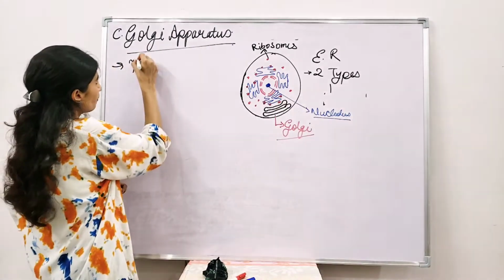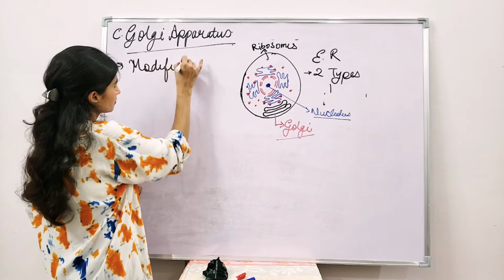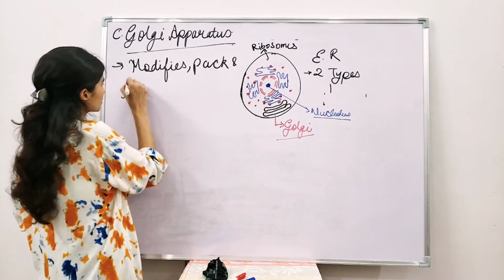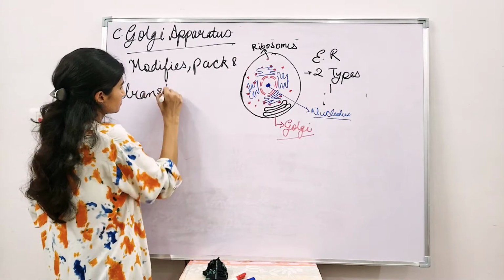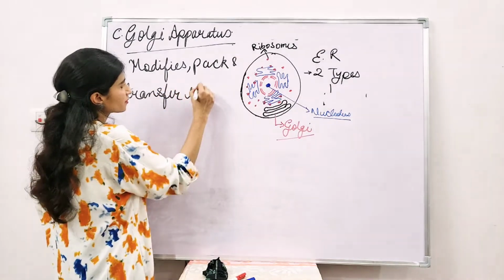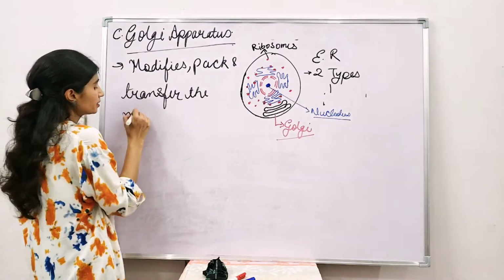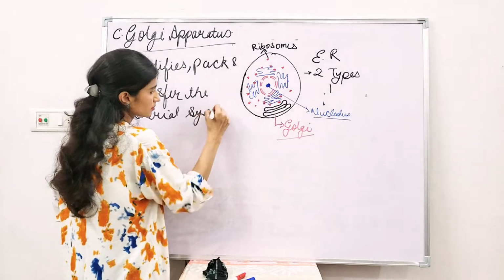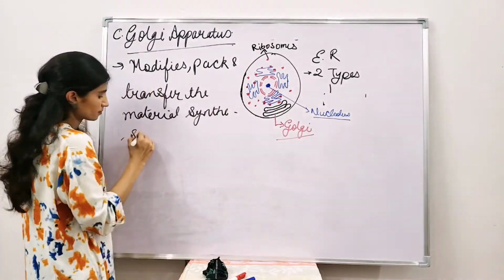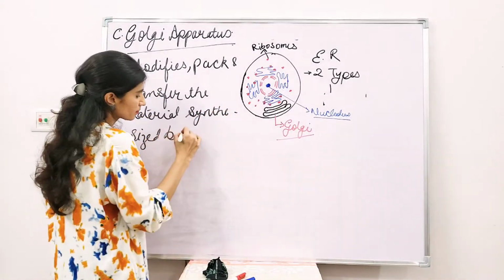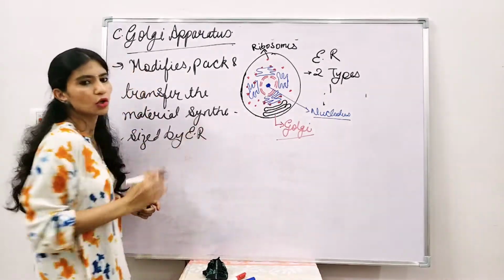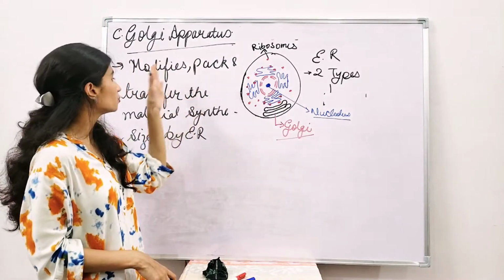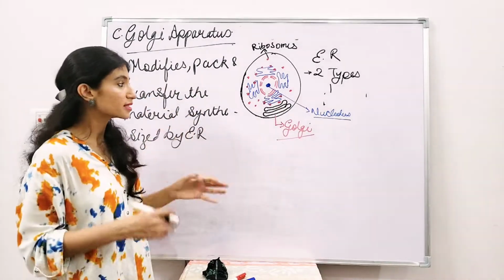It actually modifies, packs, and transfers the material synthesized by the ER. So this is the role of the Golgi basically. What is the role of the Golgi? To modify, to pack, and to transfer the material which is synthesized by the ER.